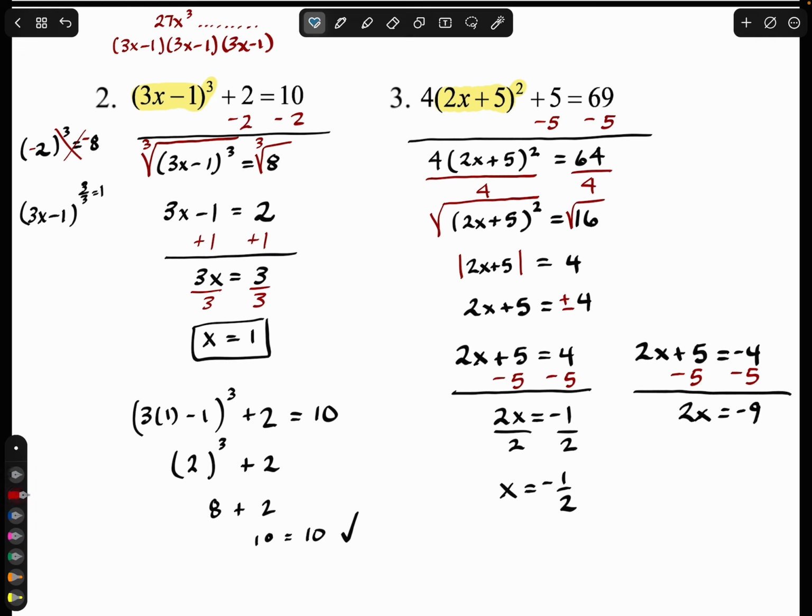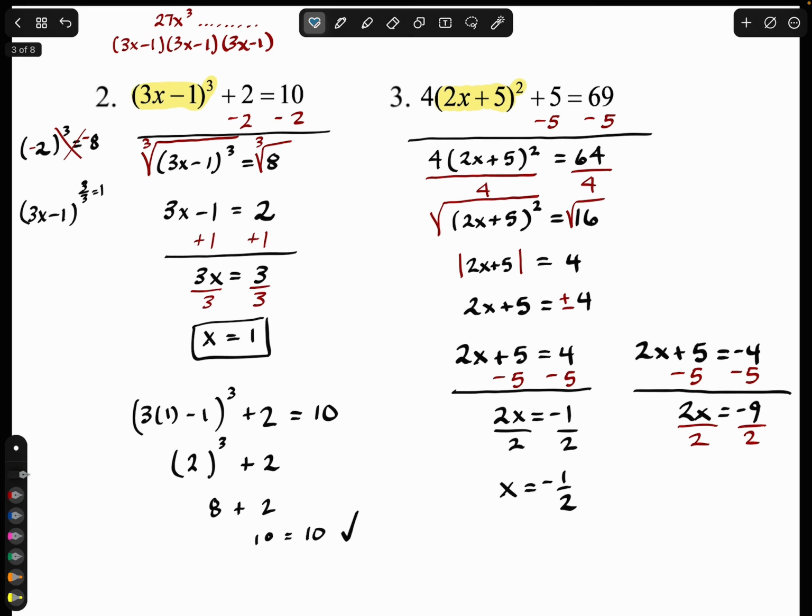And we've got 2x is equal to negative 9. And when we divide each side by 2, we're going to get x is equal to negative 9/2. Or if you want to write it as x is equal to negative 4.5, that's fine too. Either of those would work.